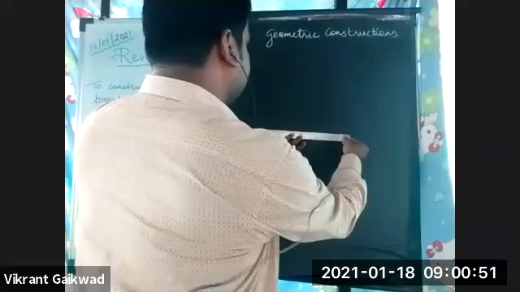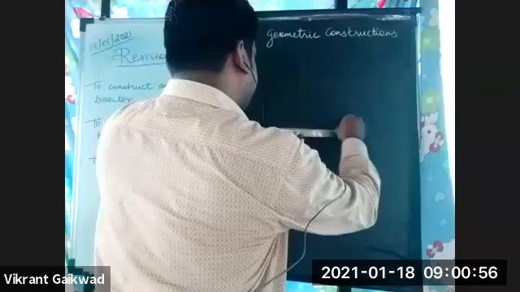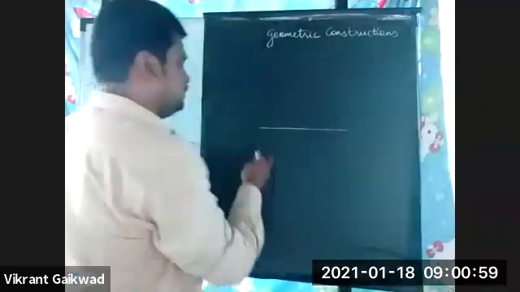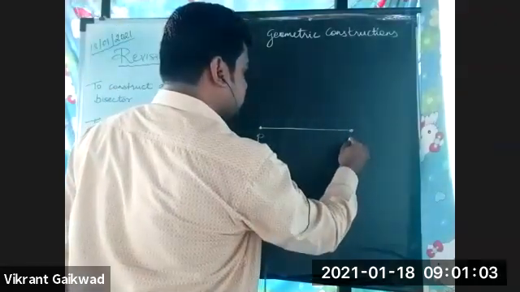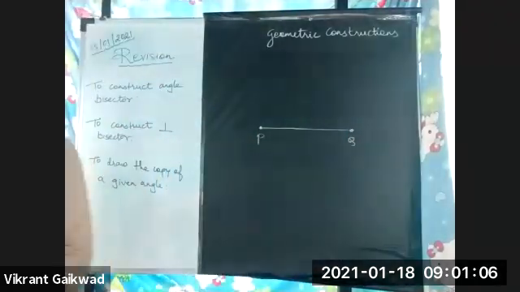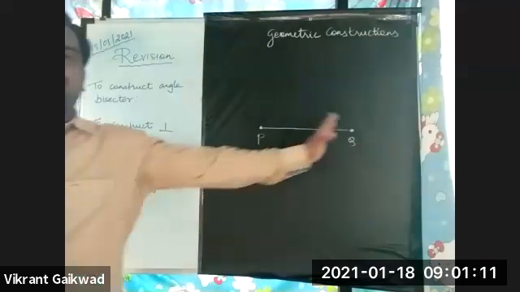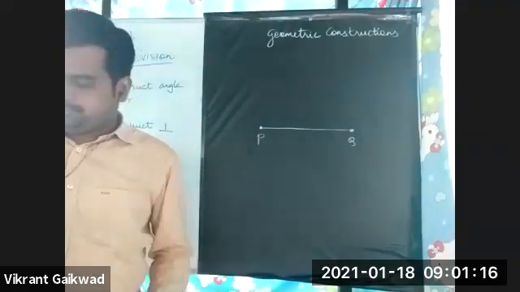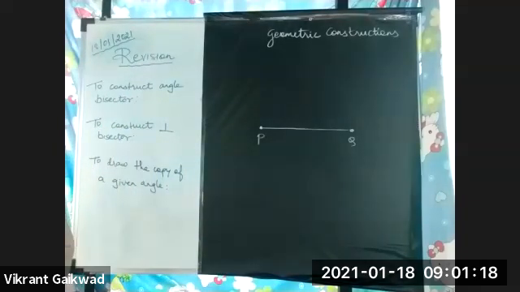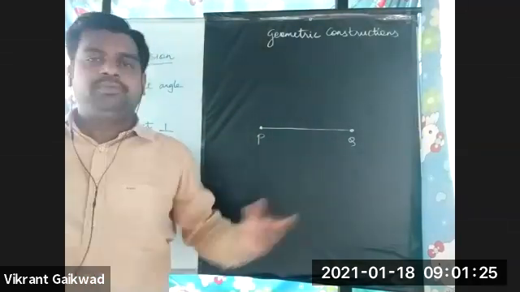Understand? So we'll take any line segment PQ, whose length is known to us. Whatever be the length, you're going to draw that line segment. Is this clear? Now what you're going to do is take more than half the distance of PQ on your rounder.